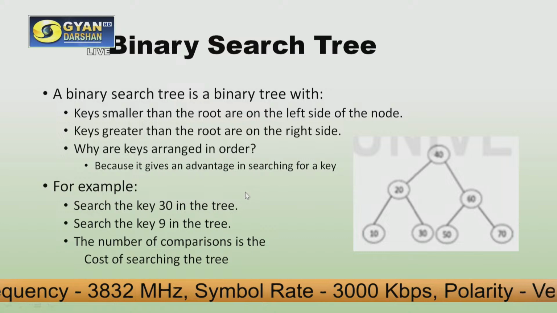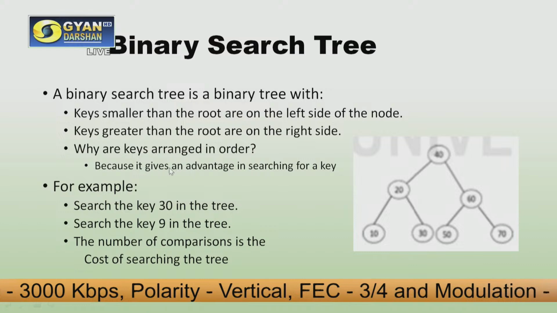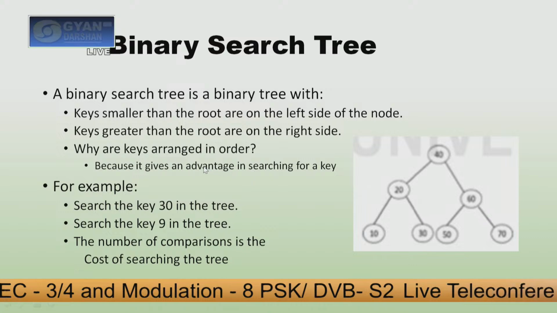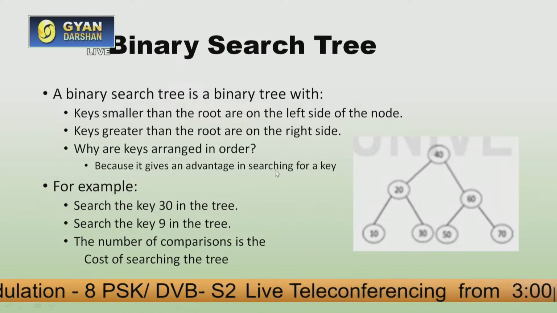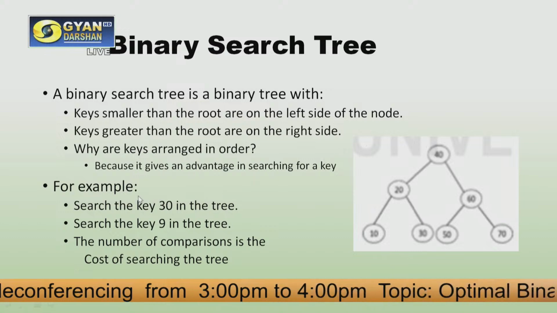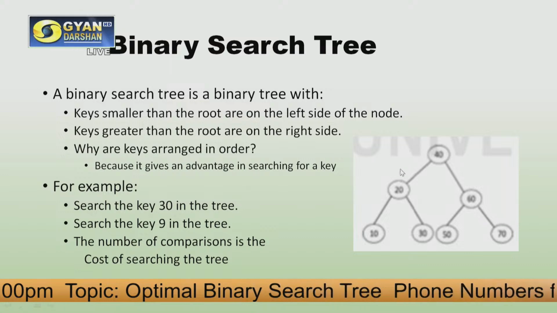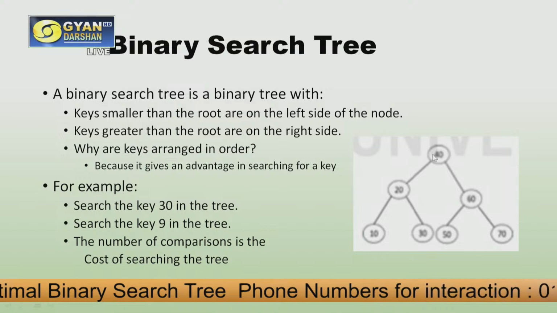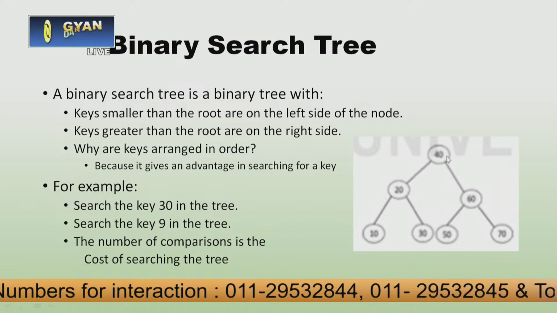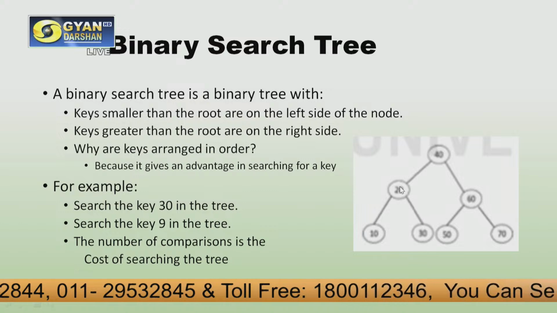But why are keys arranged in this particular order in a binary search tree? One of the main reasons is that it gives an advantage in searching for a particular key. For example, if you are looking to search for the key value 30, first you compare it with key 40. It is not 40, it is less than 40. So now you know that you need to traverse the left subtree in order to find the value 30.